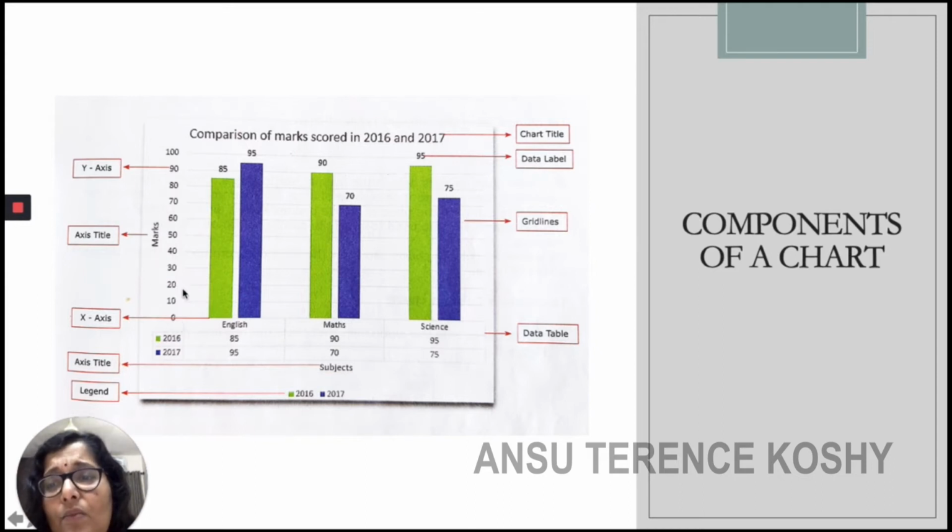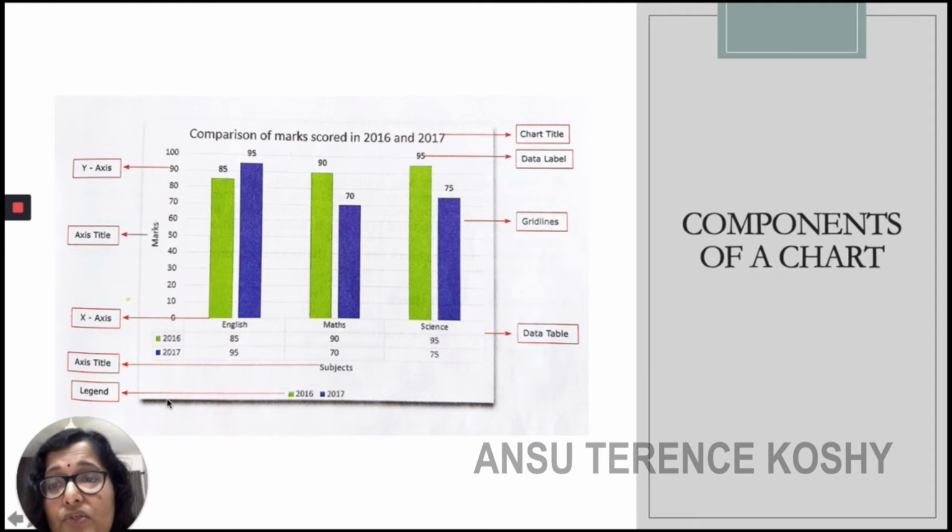What this y-axis is representing is the axis title, what it is showing by the y-axis. You have 10, 20, 30, 40. What is it showing? It is showing the marks scored by the children. So, the axis title describes what you are showing along the axis. Now, here also you have subjects, right? You are talking about the marks scored in 3 different subjects, that is English, Maths and Science, in the years 2016 and 2017. So the subject is also an axis title. In this case, this is the y-axis title and this is the x-axis title.